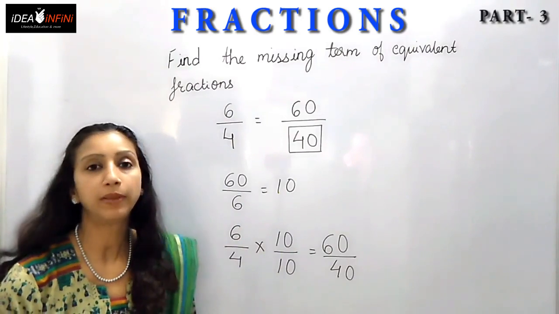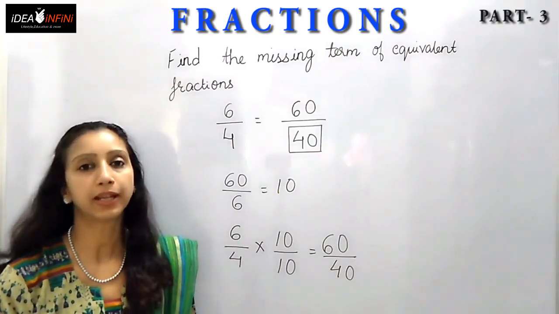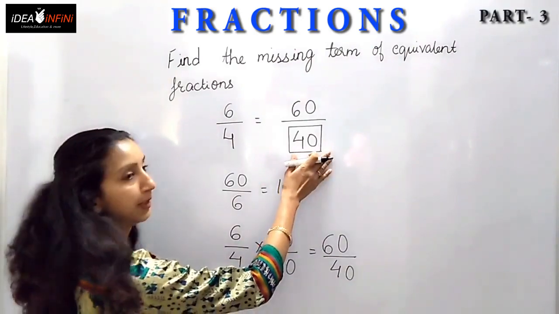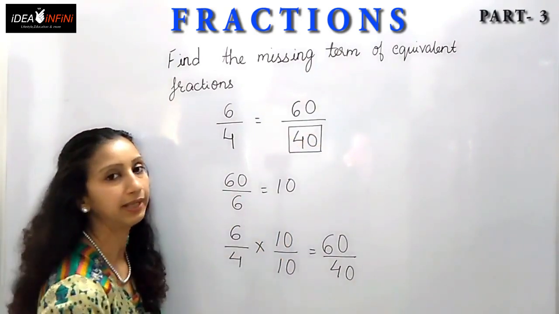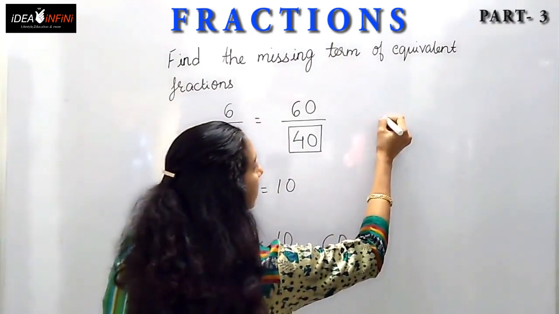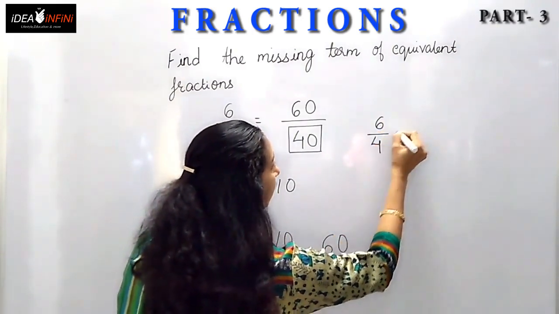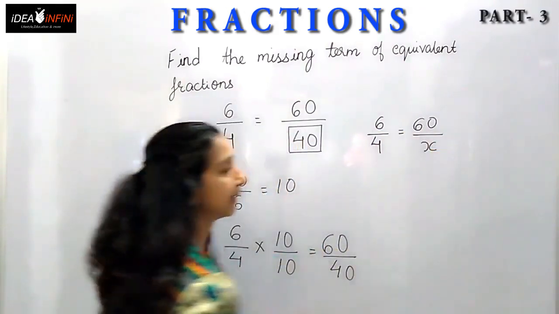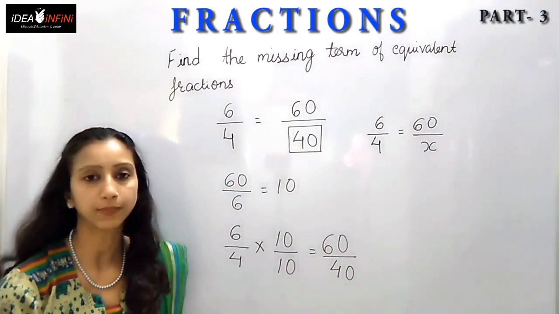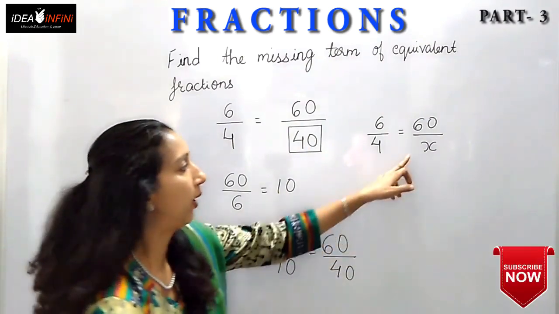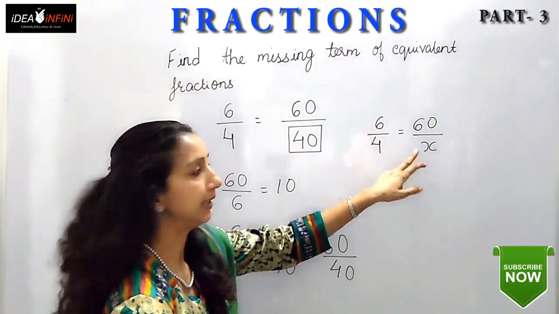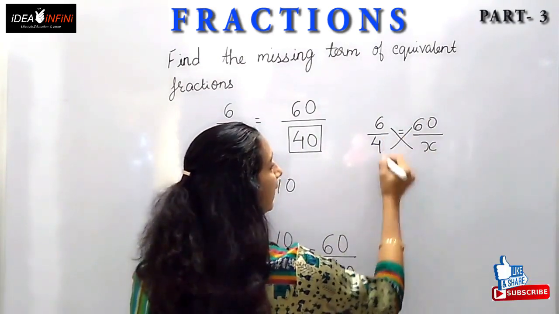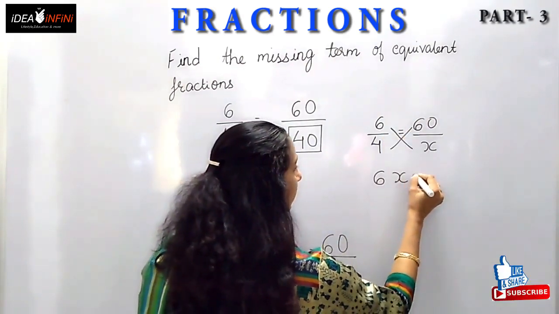There is one more method that is called the cross multiplication method. Let's see how to do by that method. Suppose this is the missing digit. I don't have anything here. I write x. So my question becomes 6 by 4 is equal to 60 by x. This is the second method, that is the cross multiplication method. What I do is I cross multiply these terms, that is 6 into x, cross multiplication. 6 into x is 6x.